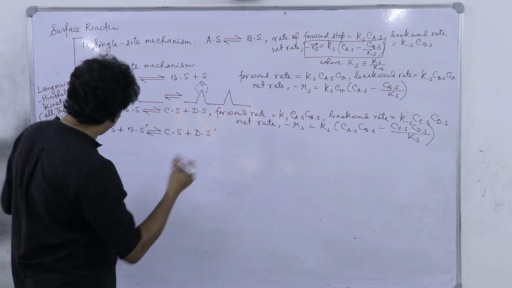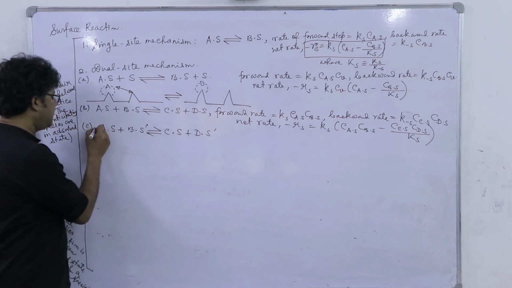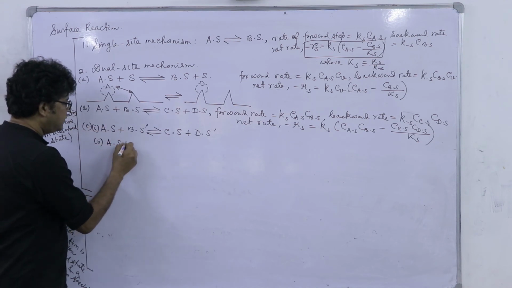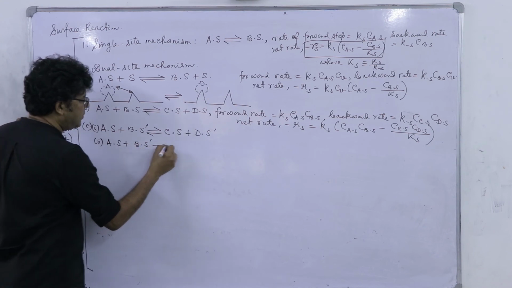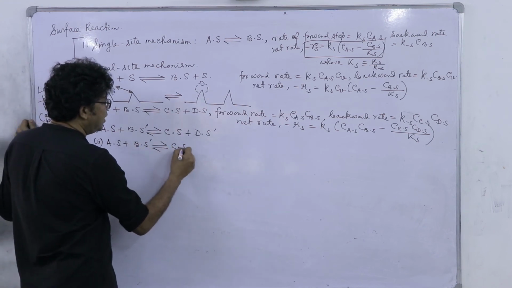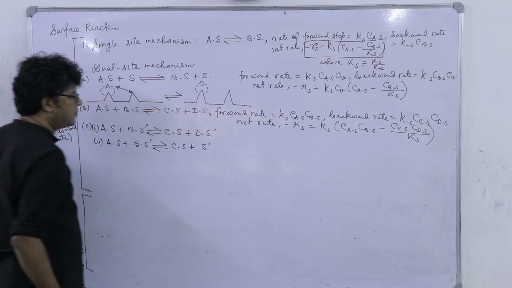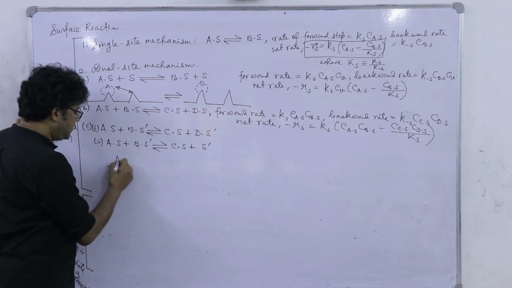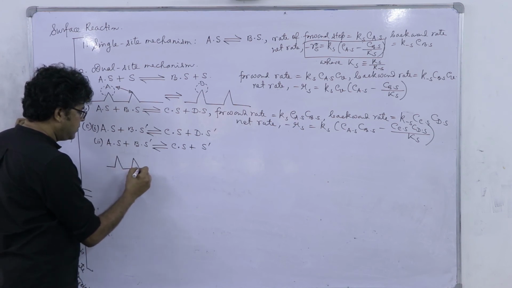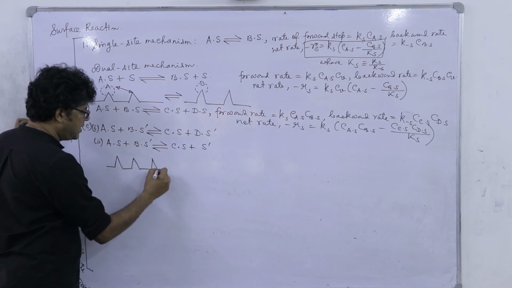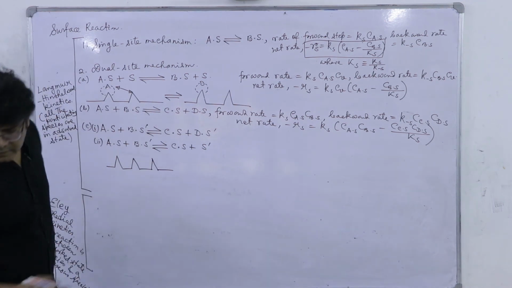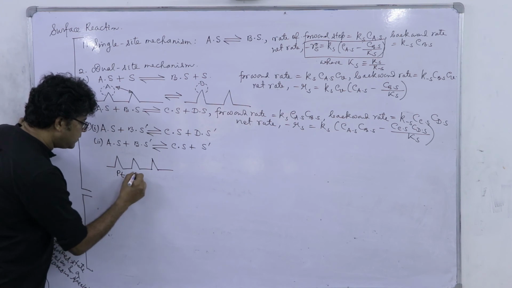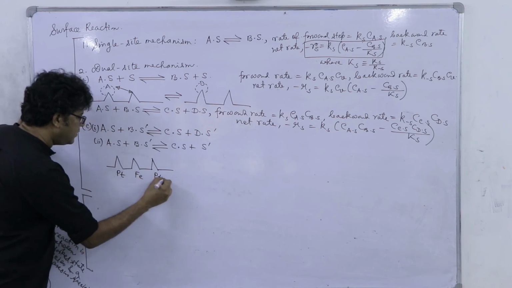So, it may also happen that there are different variations, A·S plus B·S' giving C·S plus S'. That is also possible. The typical example here is platinum, iron, platinum, etc. This is a Pt site, an Fe site, and another Pt site.